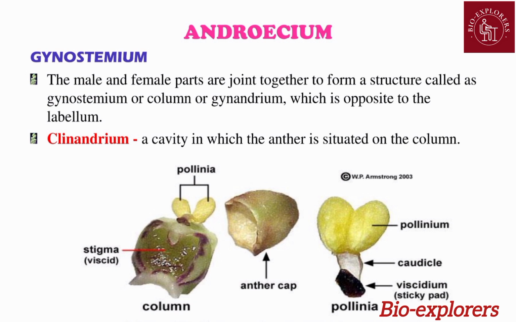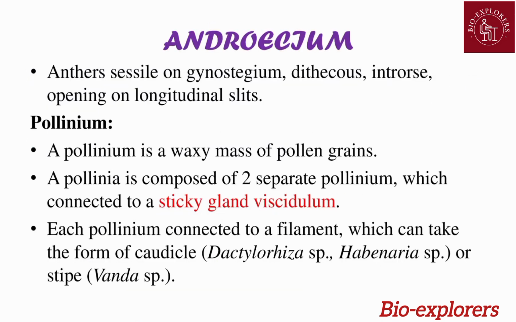And Orchidaceae members also show the clinandrium condition, which is nothing but a cavity or area in which the anther is situated on the column. The anthers are generally sessile, which means they do not have a filament. Dithecous, introrse. Introrse is nothing but the releasing of pollen towards the center of the flower, opening on longitudinal slits. The anthers are opening on longitudinal slits. So in Orchidaceae members, the pollen grains are aggregated to form a pollinium. That pollinium is a waxy mass of pollen grains which is held together by a glue-like alkaloid resin.